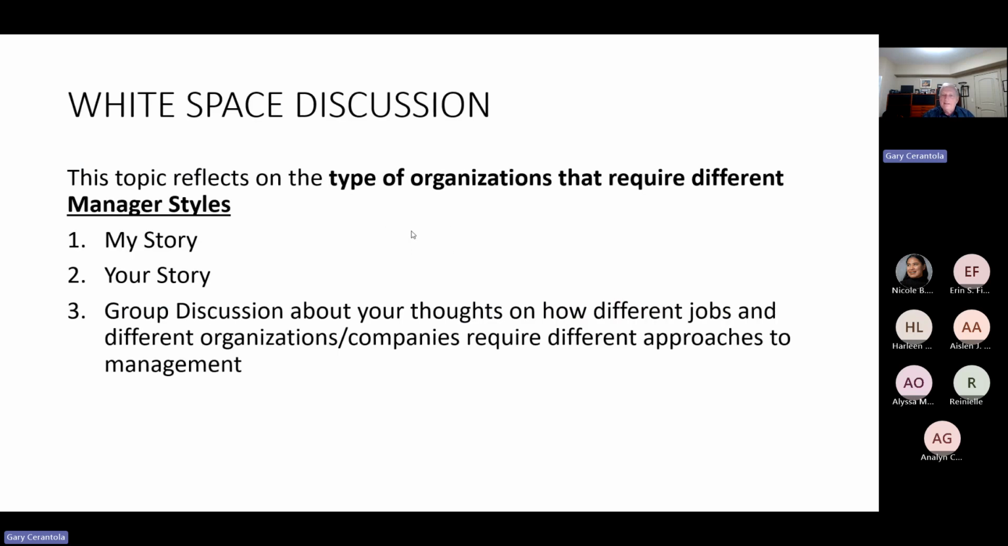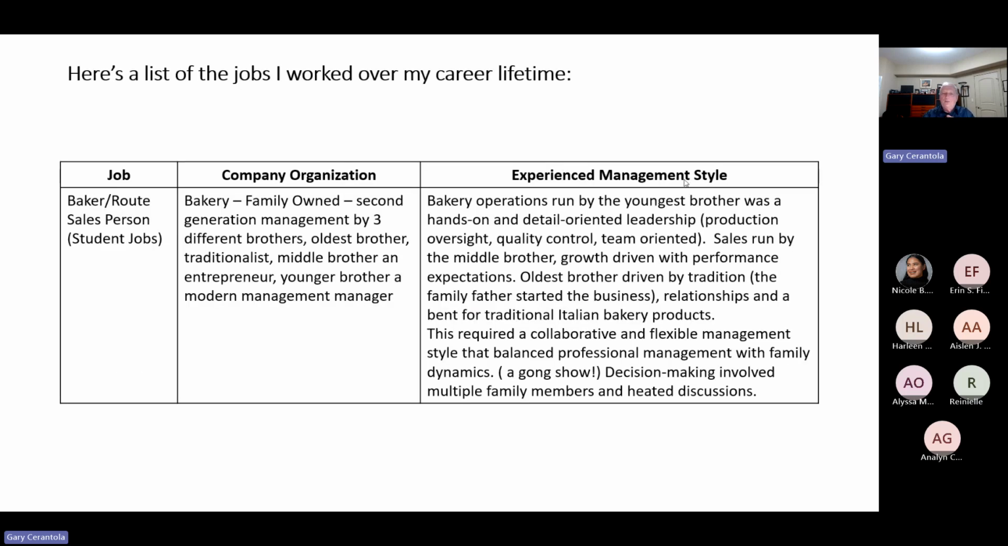Okay, here's where I wanted to give you an idea of how different management styles are required. I'll just flip through this. It's sort of my story, and I would ask you to do your story at some point. But just to show you the different types of areas where I worked.